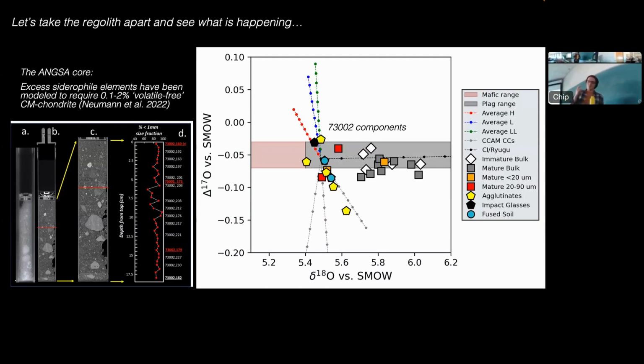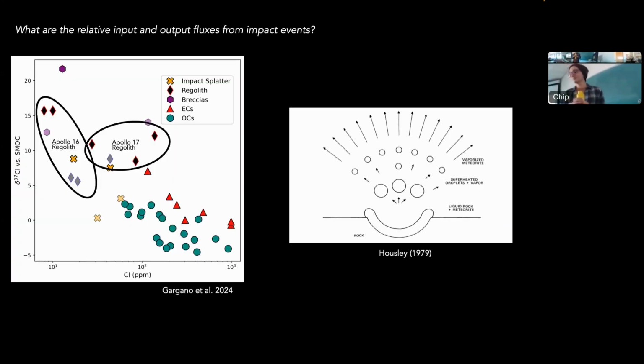Now, the thing I want to follow from this is to say that often these mixing relationships of both regolith and impact melt coats relate to a volatile-free impactor component. And really, I think what this data shows, or rather questions, is whether or not that impactor component also brought volatiles as well. So with this, we need to answer what are the relative input and output fluxes from impact events.